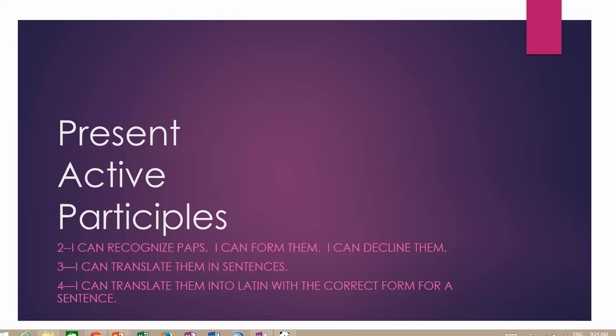Present active participles. So look at your objectives. We've got: I can recognize PAPs, present active participles. I can form them, I can decline them. Those are all at that 2 level. Remember, we want to always go for 3: I can translate them in sentences. And 4 is just complete, amazing master skill level: I can translate them into Latin with the correct form for a sentence. So let's go forward and let's look at some of these.